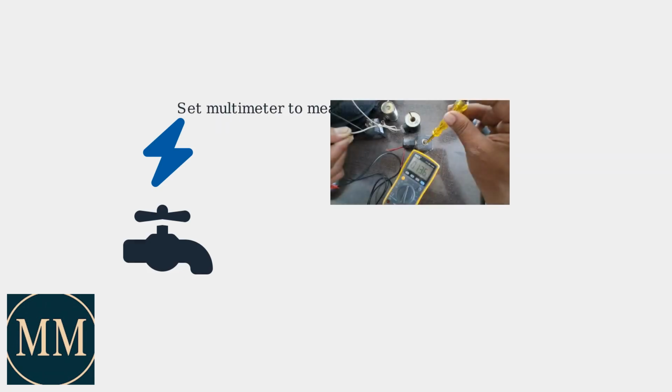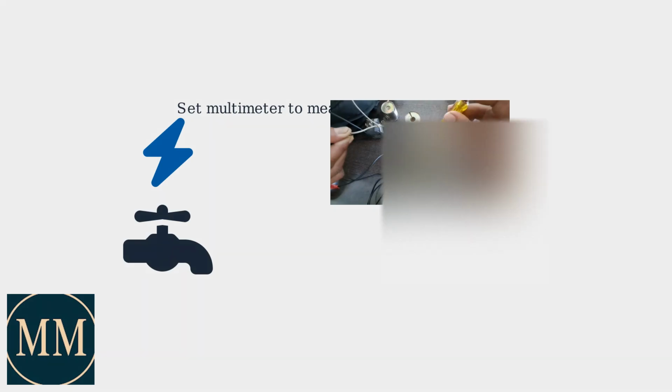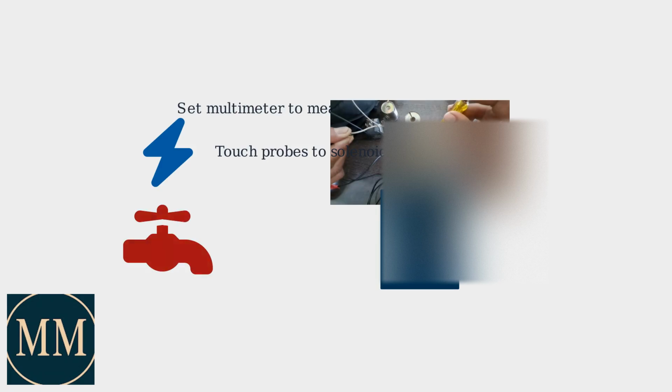After cleaning the water inlet valves, use a multimeter to test the electrical continuity of the valve solenoids. Set the multimeter to measure resistance in ohms. This mode checks for electrical continuity. Touch the multimeter probes to the solenoid terminals on the valve. Ensure good contact for accurate readings.